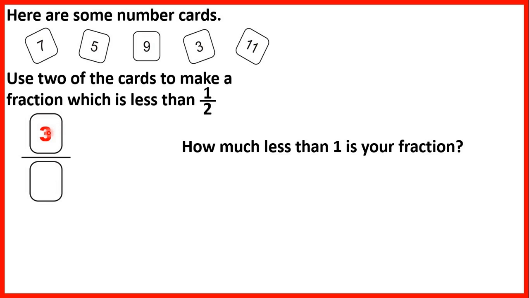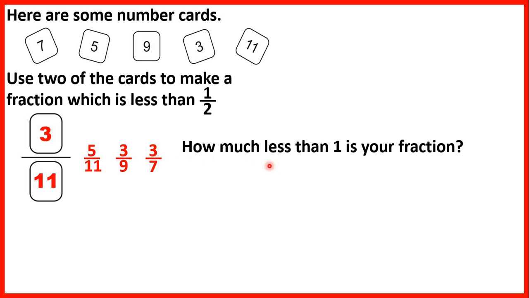So we could use 3 as our numerator and then 11 as our denominator, because 2 times 3 is 6 and 11 is more than 6, or 3 is less than half of 11, so the fraction is less than a half. There are other possible answers for this question as well. So we could have 5/11ths because 5 is less than half of 11. We could have 3/9ths because 3 is less than half of 9, or we could have 3/7ths.